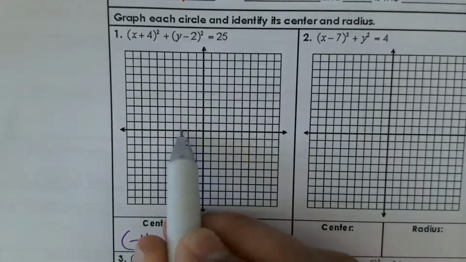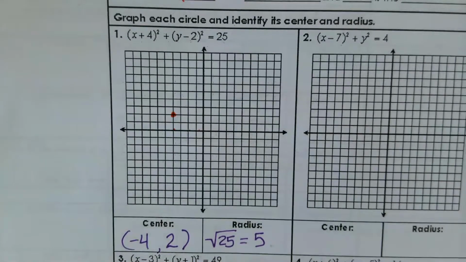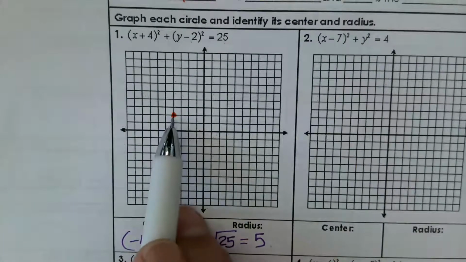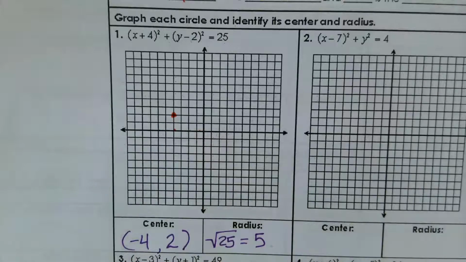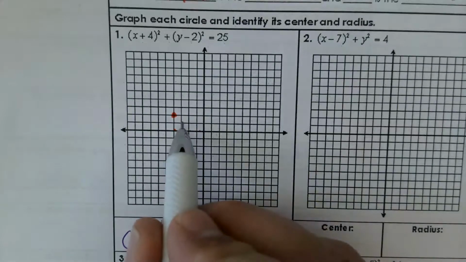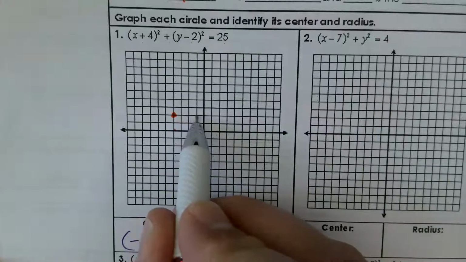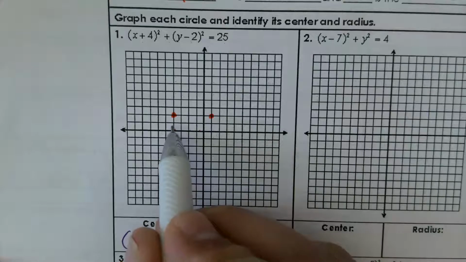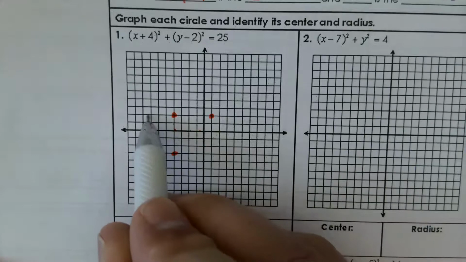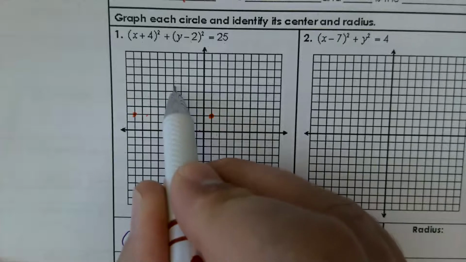1, 2, 3, 4, up 2. So that's my center. 4 to the left, 2 up. And now I need to find a circle that's exactly 5 units around. Well, I can count 4 spots that are 5 units away really easily. 1, 2, 3, 4, 5. 1, 2, 3, 4, 5. 1, 2, 3, 4, 5. And 1, 2, 3, 4, 5.